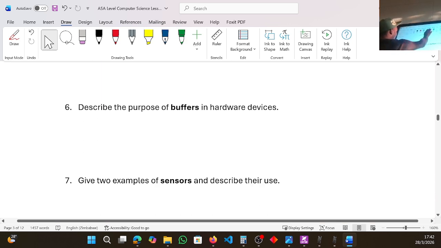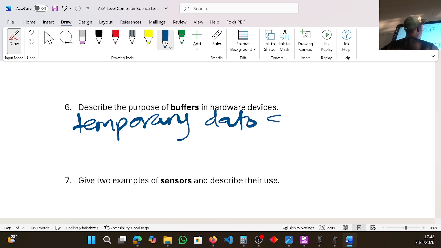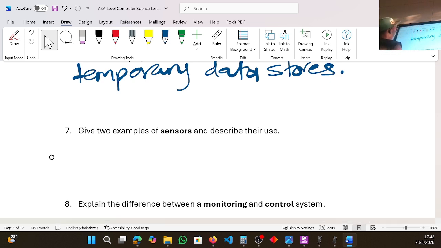Describe the purpose of buffers. So these buffers, we call them temporary data stores. Buffers are used to manage the pace at which instructions are being executed by the CPU. In other words, we're trying to safeguard the whole system from being overwhelmed. You receive more, but the pace at which you're executing is slower, so we need buffers for that.